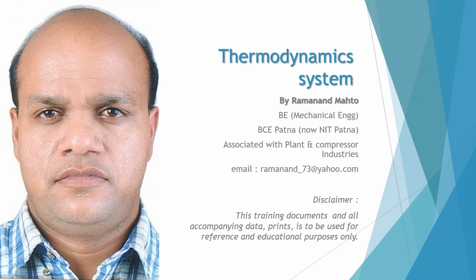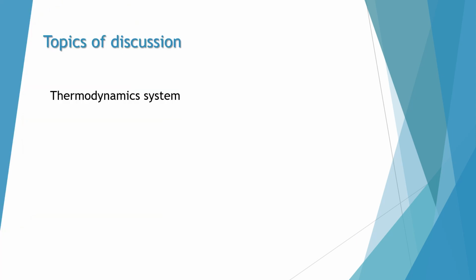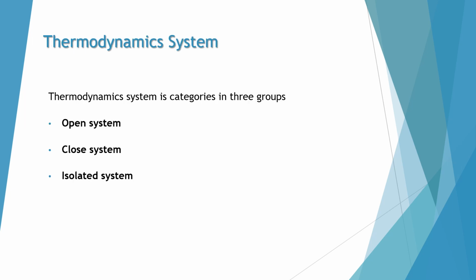Thermodynamics system. The topic of discussion is thermodynamics system. There are three types of thermodynamic system: open system, closed system, and isolated system. So let us discuss the open system, closed system, and isolated system.